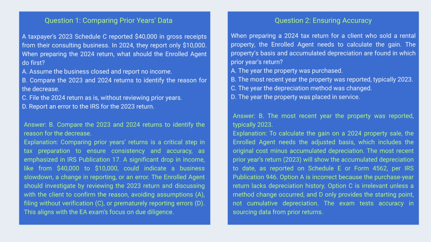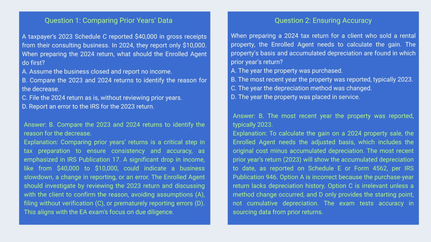Option A. Assume the business closed and report no income. Option B. Compare the 2023 and 2024 returns to identify the reason for the decrease. Option C. File the 2024 return as is without reviewing prior years. Option D. Report an error to the IRS for the 2023 return. Correct answer is option B.